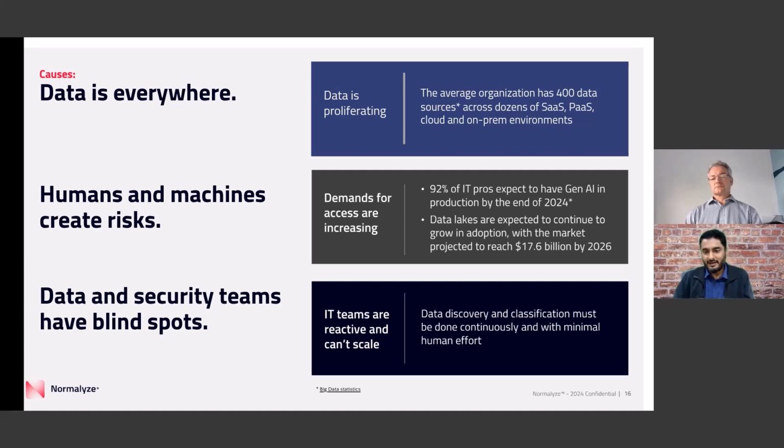And when data is getting created and proliferated automatically, it's super easy for data and security teams to have blind spots, and those blind spots to grow as well. And what happens in that case is, if you don't have full visibility, you end up being reactive. You cannot scale in terms of how you react to those. So you have to be proactive about it. That's really the crux of the problem, right?